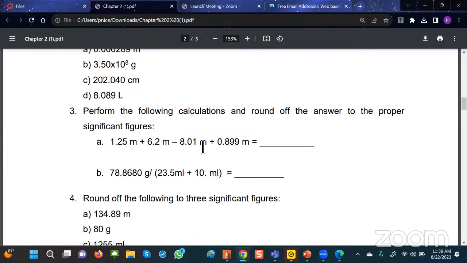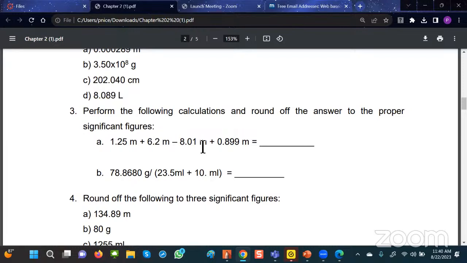It's a combination of addition and subtraction, right? So how would you deal with this? Tell you what, let me just do the calculations here and write down what I got on my display. So 1.25 plus 6.2, and then I'm going to minus 8.01, and then I'm going to add 0.899.